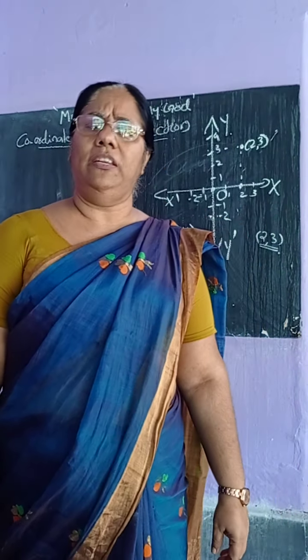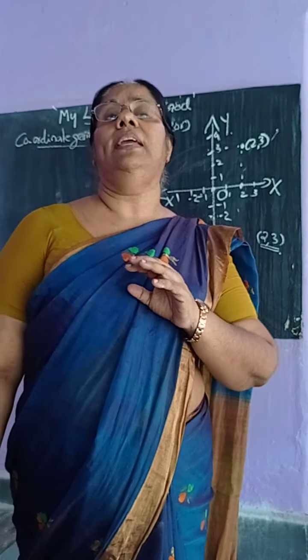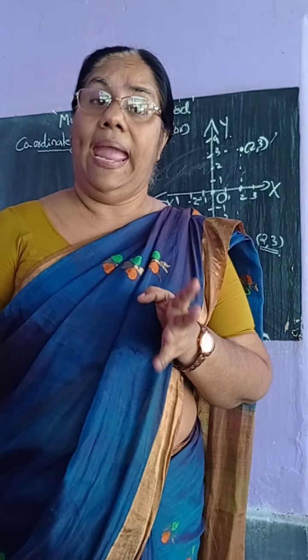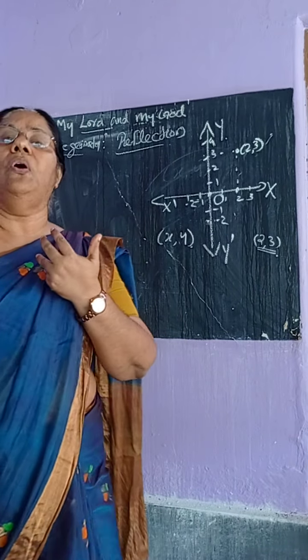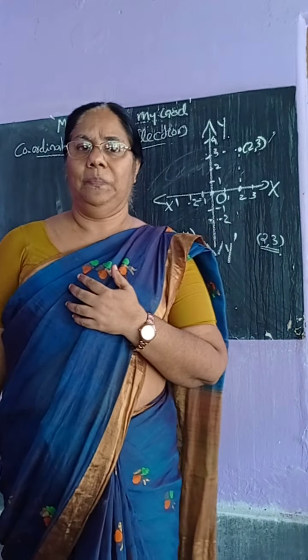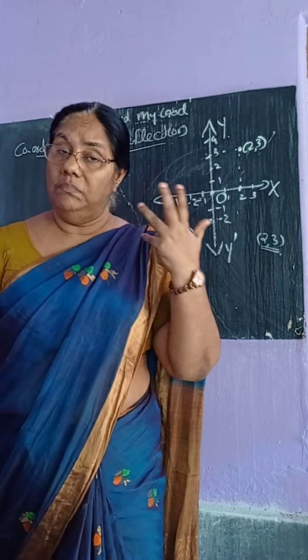The next point is the x coordinate is known as abscissa. The x coordinate is usually known as abscissa, and the y coordinate is known as the ordinate. Understand? And in the previous class, you learned how to plot the points and how to find the distance between 2 points.